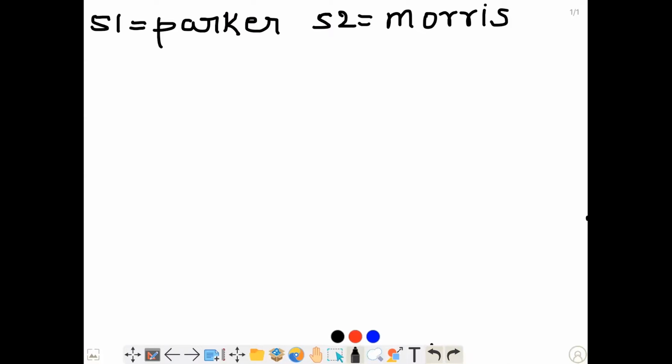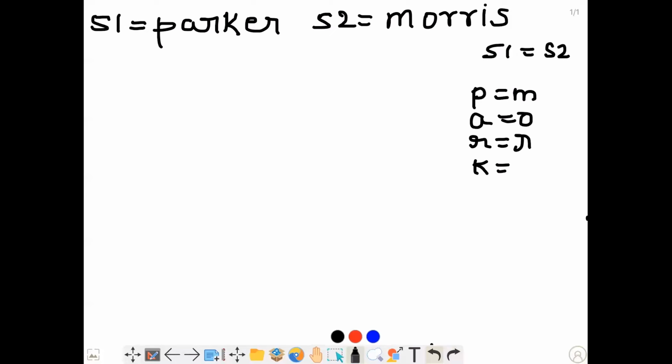So let us consider the example. The first example, we are given with the string S1 as Parker and S2 as Morris. We know the strings S1 and S2 are equivalent. So the characters at the respective positions are also equivalent. So let us write them. P equal to M, A equal to O, R equal to R, and K equal to R, E equal to I, and R equal to S.